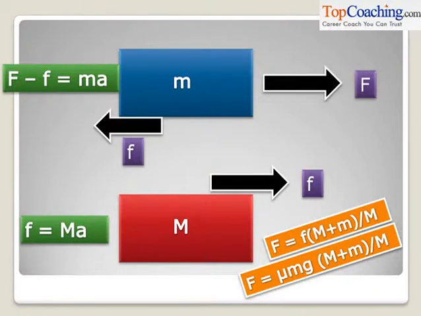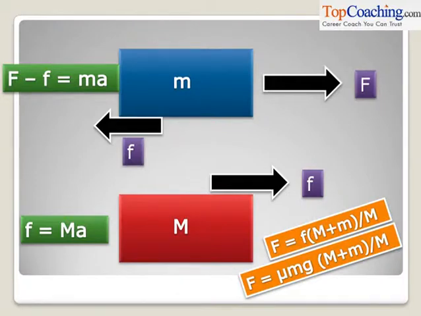Therefore, the net force F that must act on the block of mass small m is mu mg into (capital M plus small m) divided by capital M. This is the maximum value of force for which small m and capital M blocks will move together. There will be no relative motion between these blocks.